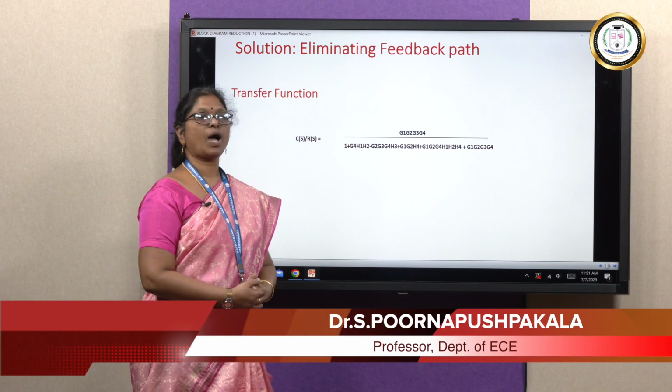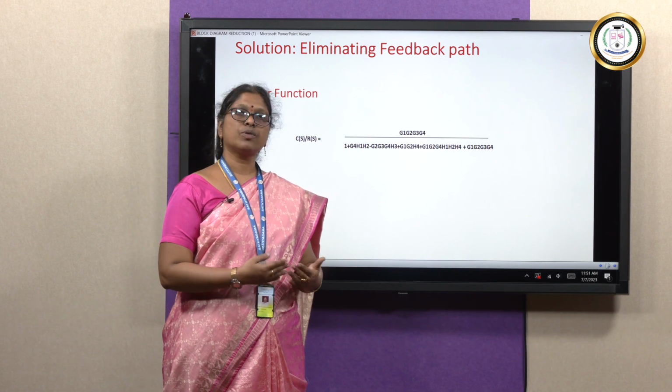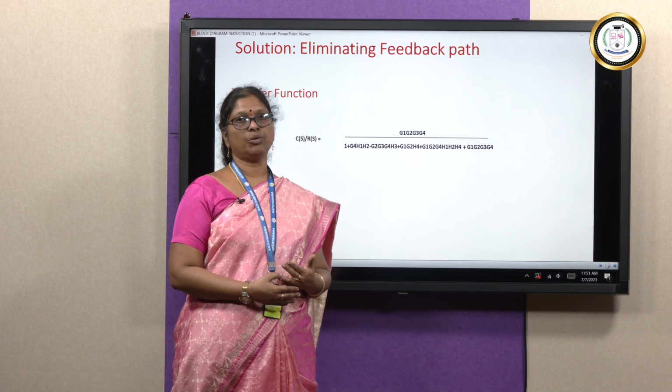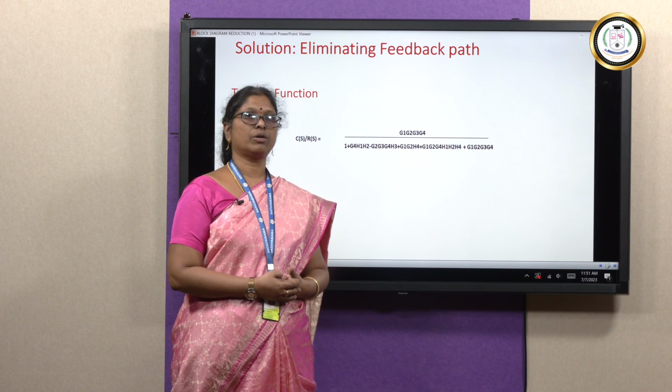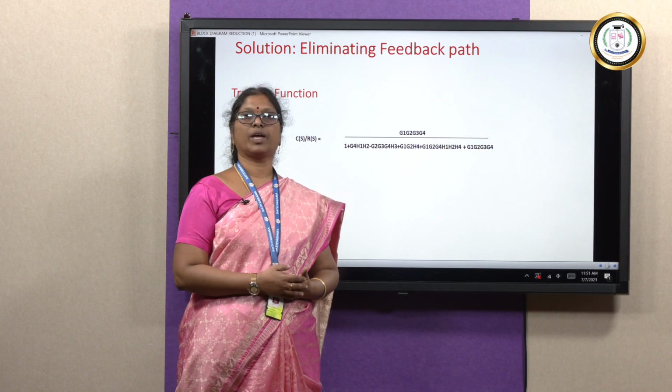So this is how you have to reduce the block diagram. You have to use the block diagram reduction rules carefully. Each one can solve in their own way, but the answer is going to be the same if you are doing it correctly.